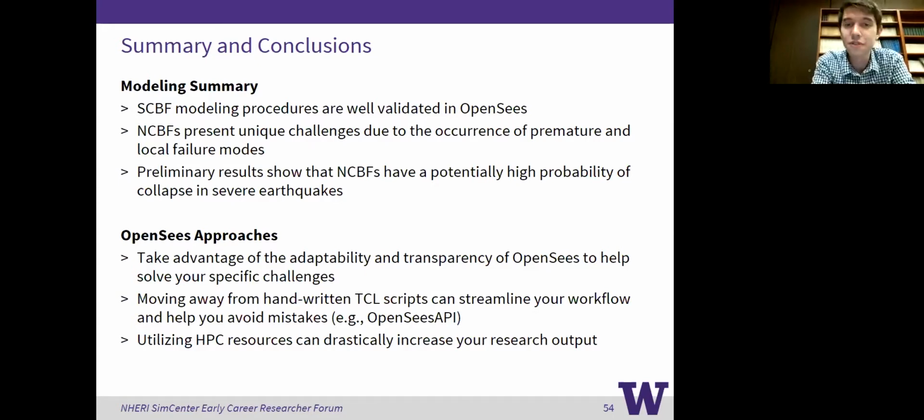But as far as OpenSees goes as a tool for doing that research, it's really fantastic. You can take advantage of the transparency of OpenSees, the open source nature of it, and how adaptable it is because you can see the code. And then taking advantage of the OpenSees API approach, where we're really getting kind of hands off with Tcl and letting the machine write the Tcl code, can really help you avoid mistakes and work pretty quickly to change your models. And then of course, if you're able to access high performance computing resources, that can be a real benefit to increasing your research output.